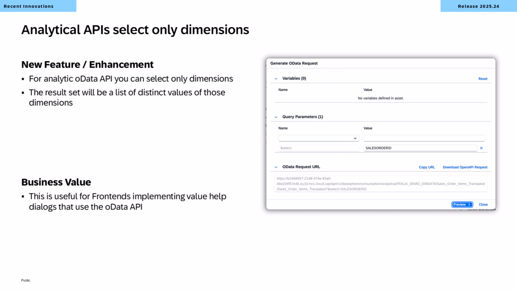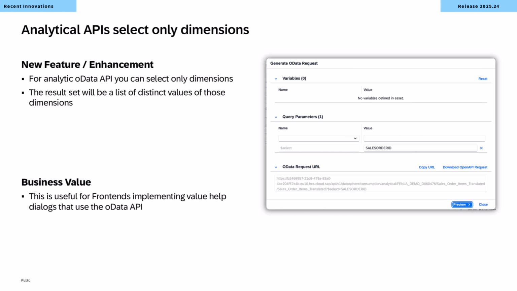Hello, this is Finja, and I would like to show you our new OData feature for analytical OData APIs, where you can select only dimensions. The use case here is for front-end development, meaning that when you, for instance, create a value help dialog and you would like to see the distinct values of a dimension or of a combination of dimensions, you can only choose those dimensions in the selection and don't need to select a measure just to have a measure that is then aggregated.